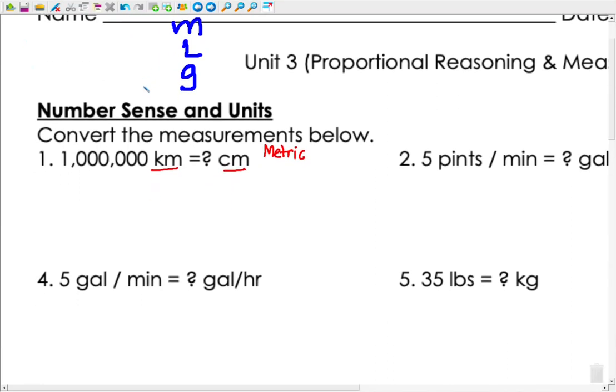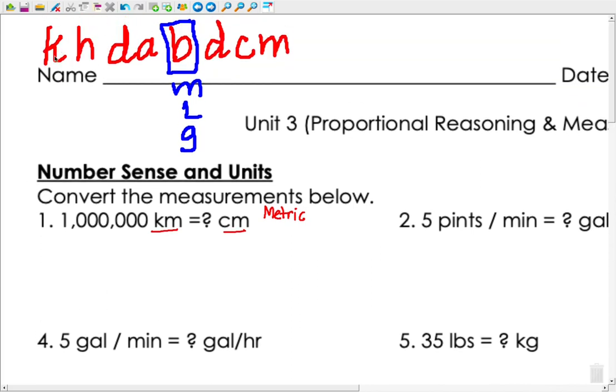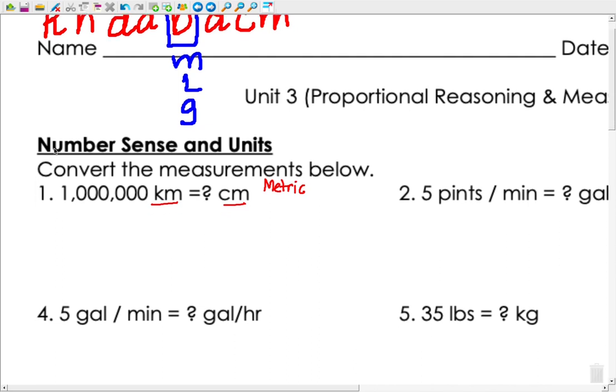So back to number one. If I'm converting in metrics from kilometers to centimeters, all I have to do is move my decimal the number of times over from each prefix. If you look at kilometers, this is the largest unit, and I'm moving over to centimeters. That will take me 1, 2, 3, 4, 5 places to the right.